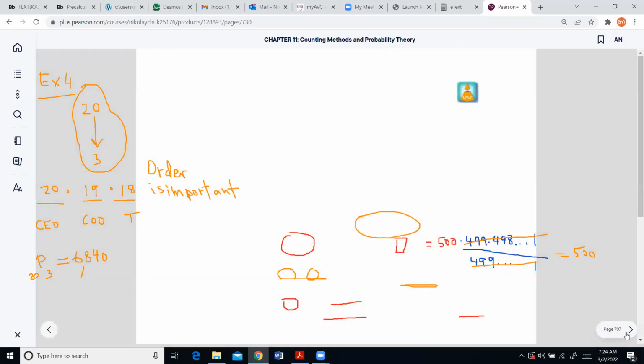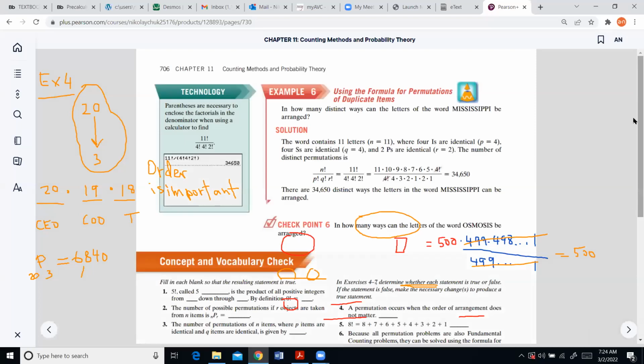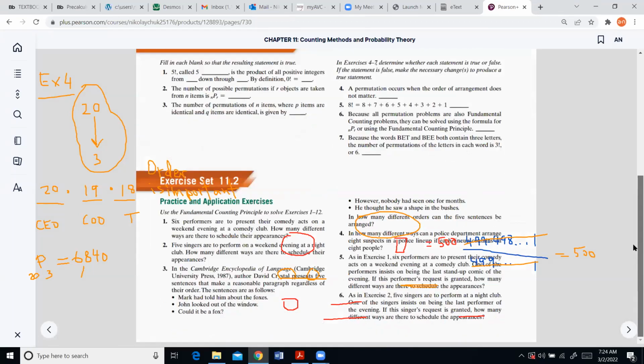So let's try to do some exercises. I think now it's a good idea to practice a little bit. So I'm going to be looking at the exercises here. For example, exercise number 4. It says, in how many ways can a police department arrange 8 suspects in a police lineup?